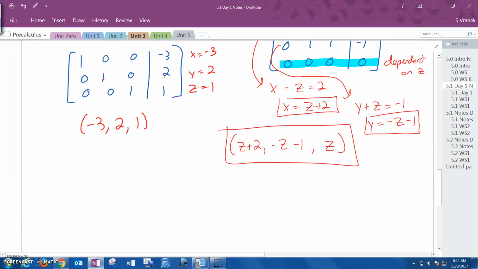And again, to pick one possible, just pick something for z. I like picking the letter to be 0, so z equals 0. So if you plug 0 into all three of these, you get 0 plus 2 is 2, 0 minus 1 is negative 1, and 0. This would be one possible solution.